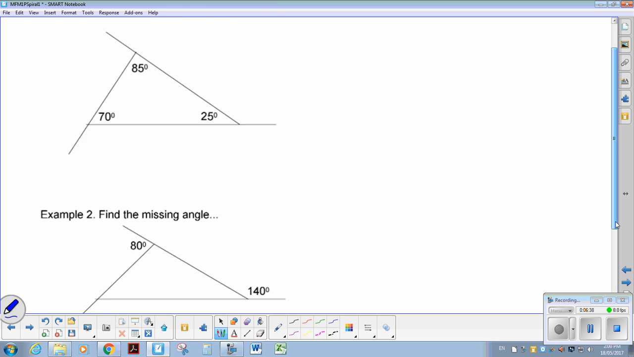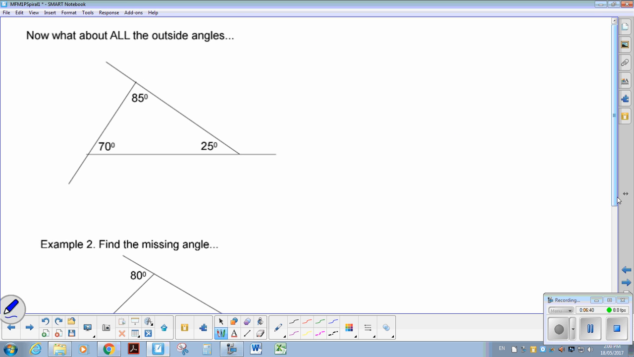Final examples here. Now, what about all the angles outside the triangle? So we know the interiors. What do we know about the sum of the exteriors? All right, so we go through and we do our 180 minus our angle, and that'll give us our final answer here. So in this case, 180 take away 85, 95 degrees.